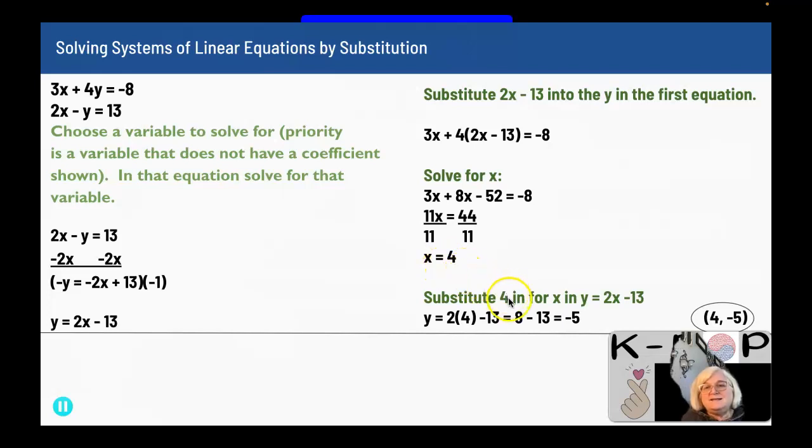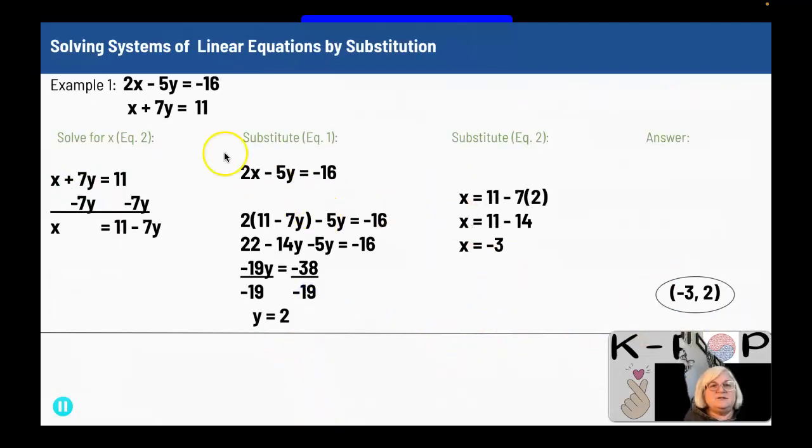4. Now I substitute the 4 in for the x in what I got here, y equals 2x minus 13, because I need to know what y is also. So when I substitute that 4 into the x, I have y equals 2 times 4 minus 13. 2 times 4 is 8. 8 minus 13 is a negative 5. So my solution is x is 4 and y is negative 5. Hence, the point of intersection would be 4, negative 5.